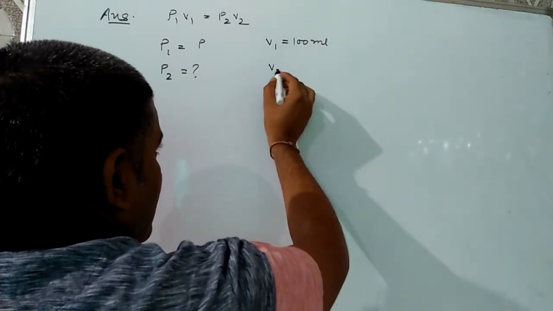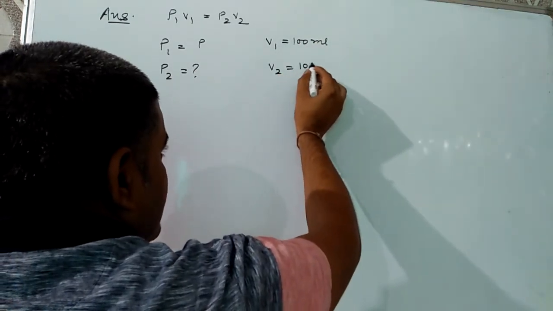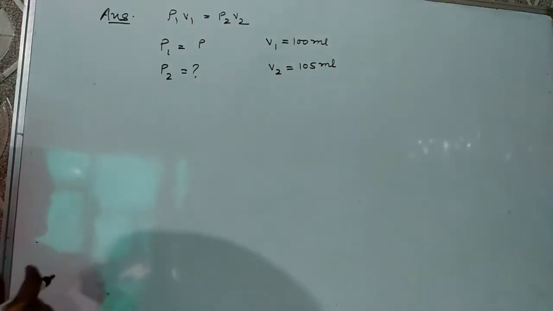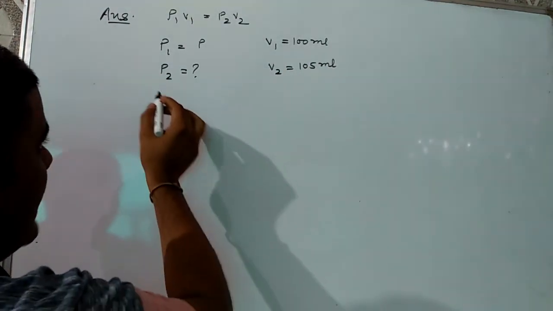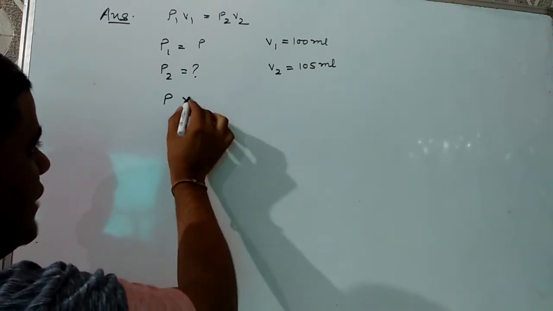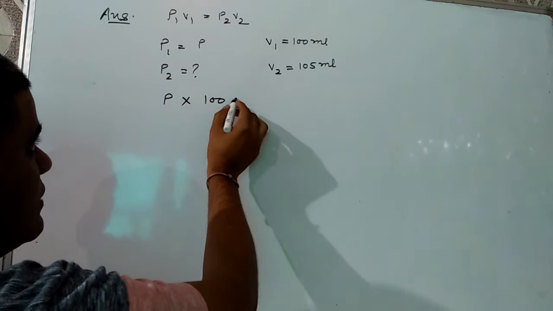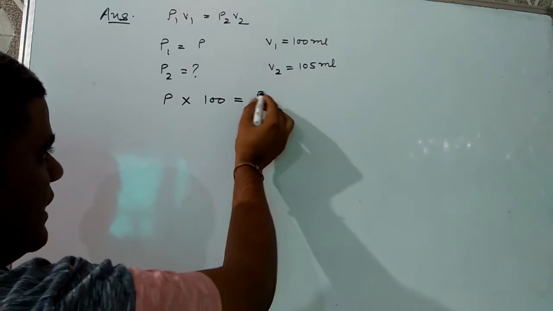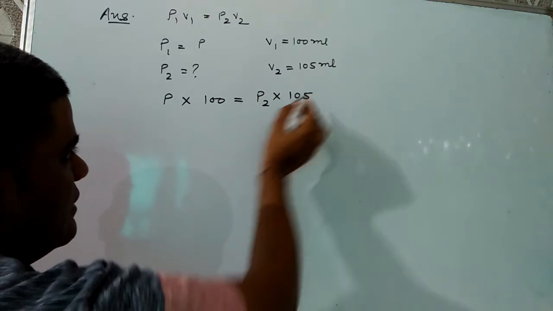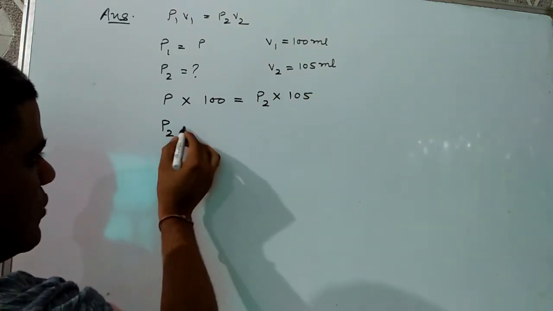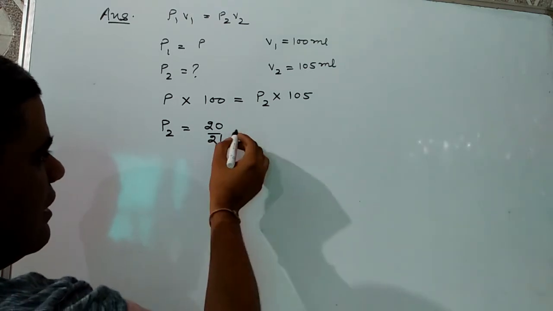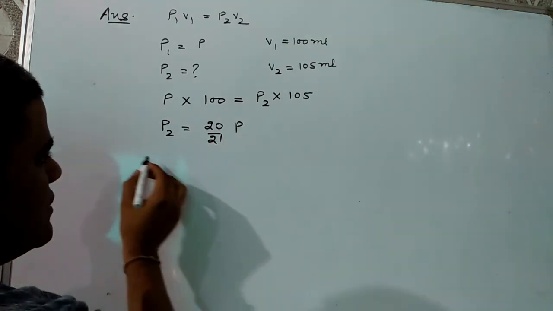So final volume will be 5% increase of this, so 105 ml. Now putting these values here, we might get P1, that is P, into V1, that is 100, that is equal to P2 we need to find, and V2, that will be 105. From here P2 comes out to be 20/21 into P.